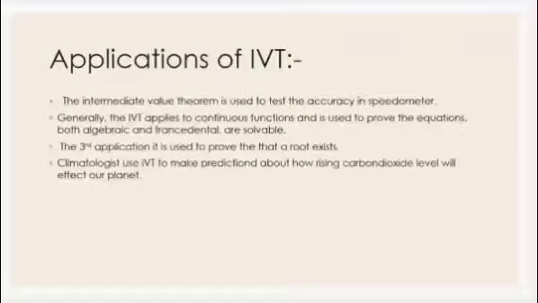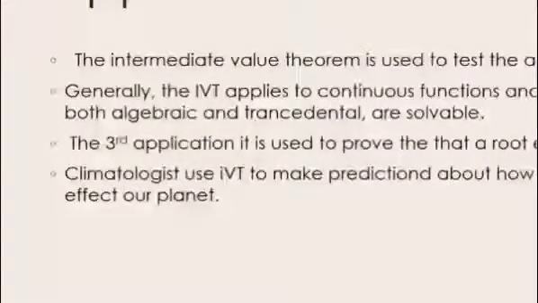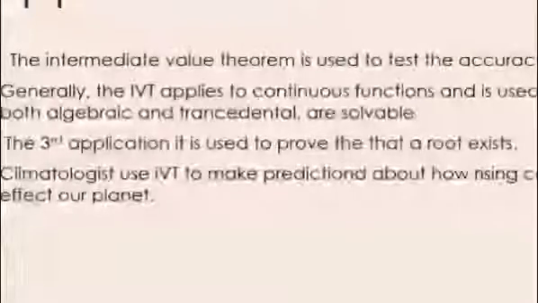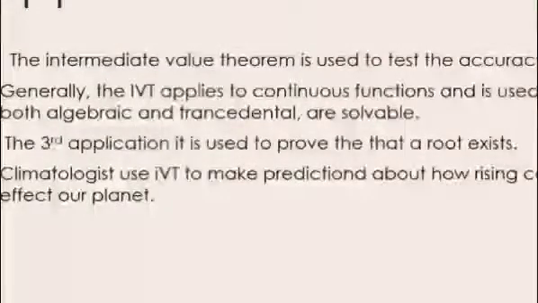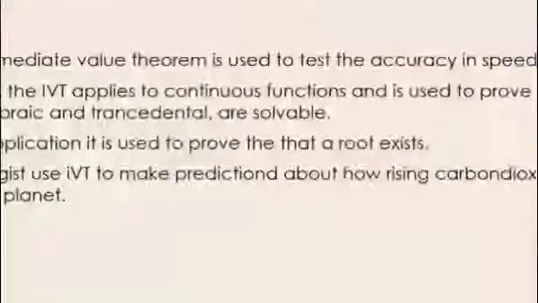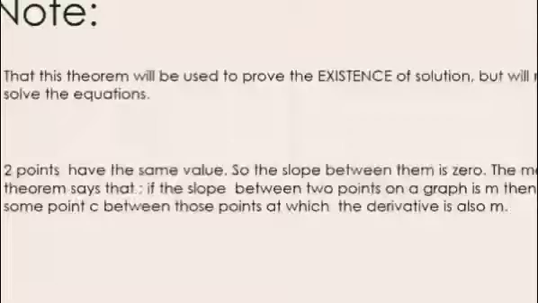Applications of IVT, the intermediate value theorem: it is used to test the accuracy of the speedometer. Generally, the IVT applies to continuous functions and it is used to prove that equations, both algebraic and transcendental, are solvable. The third application is that it is used to prove whether roots exist in an equation or not. Climatologists use IVT to make predictions about how rising carbon dioxide levels will affect our planet. Note that this theorem is used to prove the existence of solutions but not to actually solve the equations.